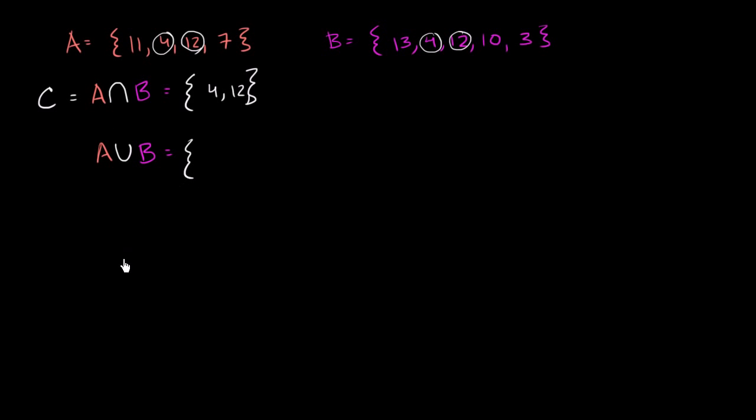Well, we can just literally put all the elements in A: 11, 4, 12, 7, and then put the things in B that aren't already in A. So let's see, 13, we already put the 4 and the 12, a 10, and a 3. And I could write this in any order I want. We don't care about order if we're thinking about a set. So this right here is the union.